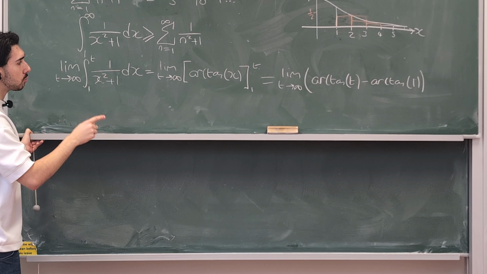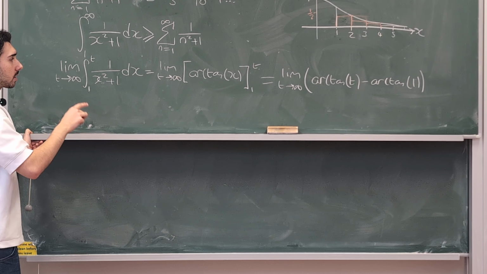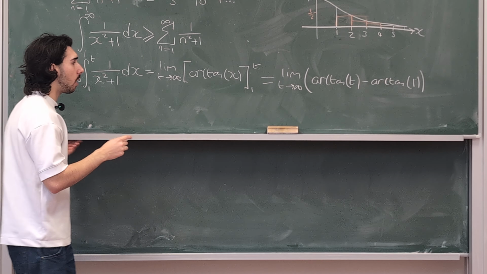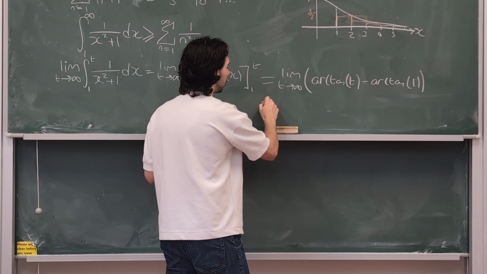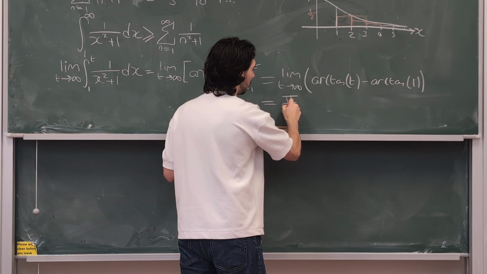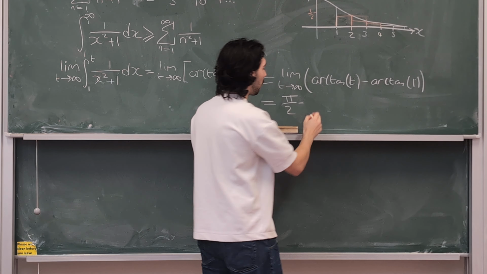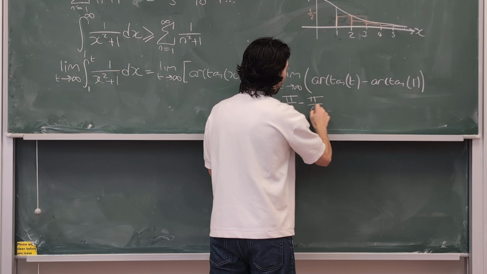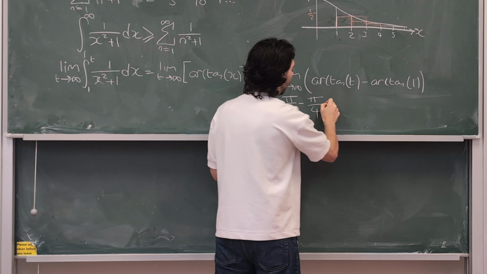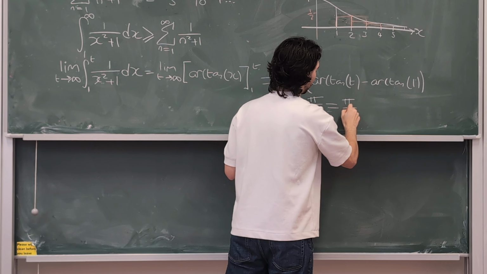Now, as t approaches infinity, arctan t actually approaches pi over 2. So this is equal to pi over 2 minus, and then arctan 1 is actually pi over 4. So it's pi over 2 minus pi over 4, which is pi over 4.